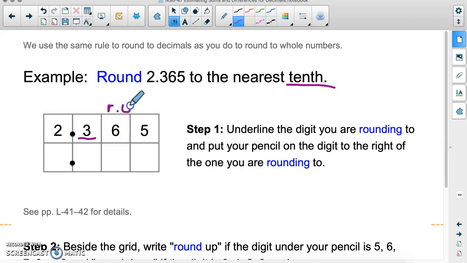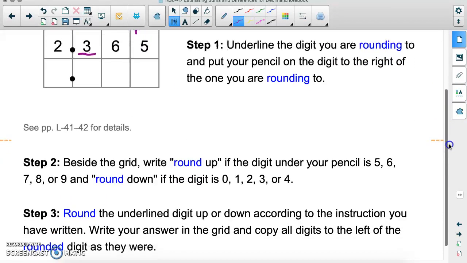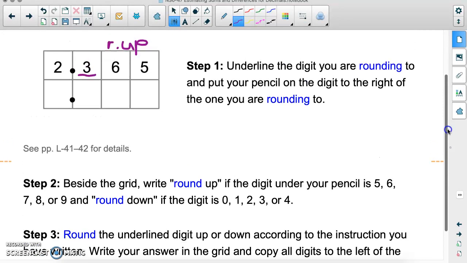So I'm going to put R. We need to round up. A 6 tells us to go up. Then you're going to round the underlined digit up or down according to the instruction that we've written. So we've told each other, I guess, we're rounding up. The 2 doesn't change. The 2 stays the same because we're not rounding that number, we're rounding the number that's underlined. If we're rounding up, this 3 is going to become a 4.